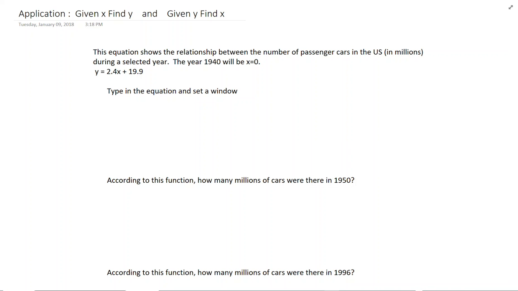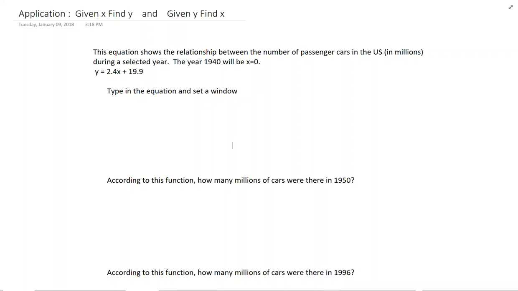This is a follow-up lesson to some things that we've talked about in previous videos where we did, given an x, find a y, and then given a y, find an x when you have an xy relationship or equation or function. Well, I thought it would be useful to have at least one video showing how this might show up in an application problem. All right, this has to do with a linear relationship, but the idea will be the same.